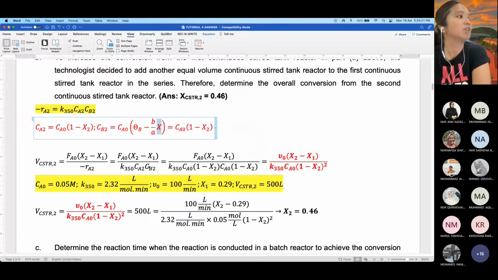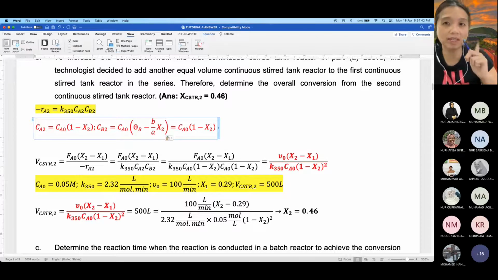Kalau kamu ingat, kalau kita nak mencari concentration of B as a reactant, dia sama dengan Cb. Saya ajar single dulu. Kalau concentration untuk B as a reactant, Cb sama dengan Ca0 in bracket theta B minus B per A X. Itu adalah kalau dia adalah satu reaktor sahaja. However, now when I'm calculating in the second reactor, apa yang berubah kepada Cb? So Cb2 now become Ca0.